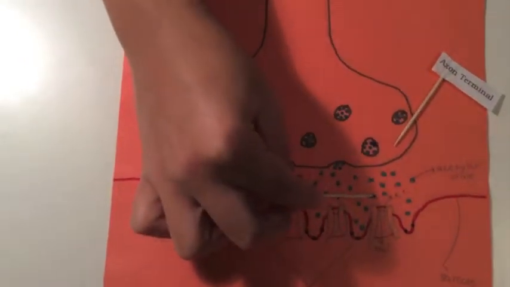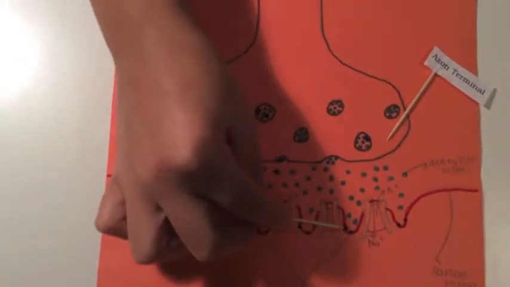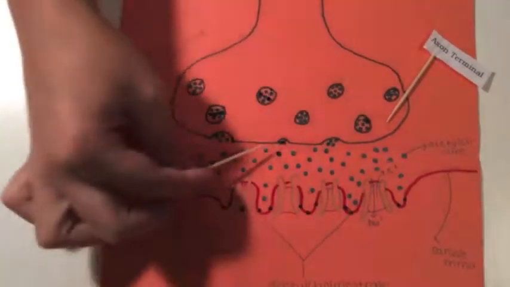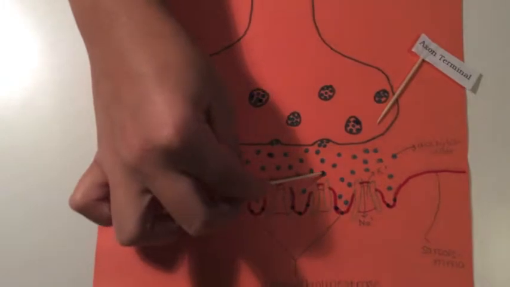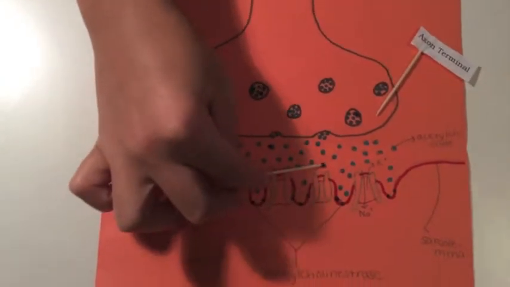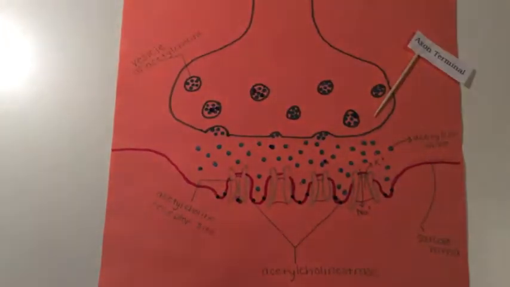There, acetylcholine, a neurotransmitter, is released from the axon terminal. It travels across the synaptic cleft and then binds to acetylcholine receptors. The enzyme acetylcholinesterase breaks down any extra neurotransmitters.